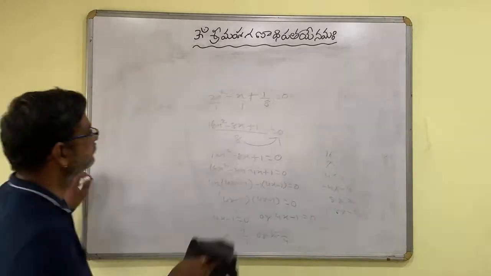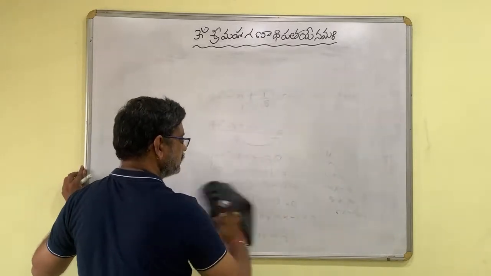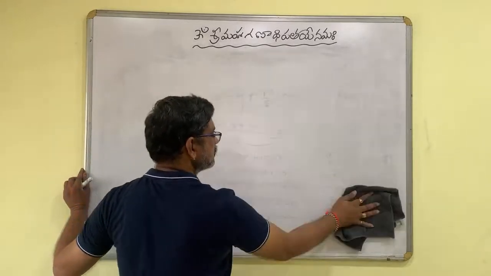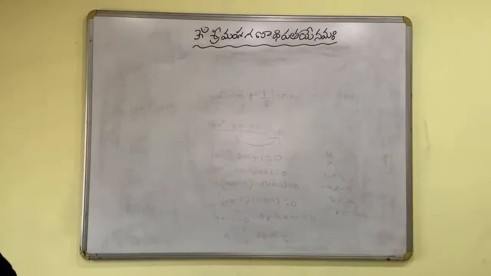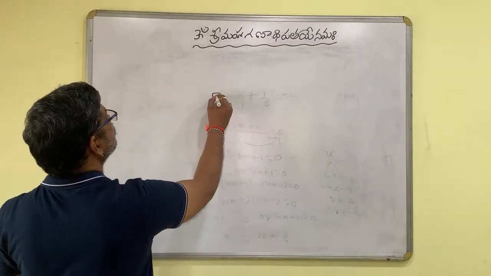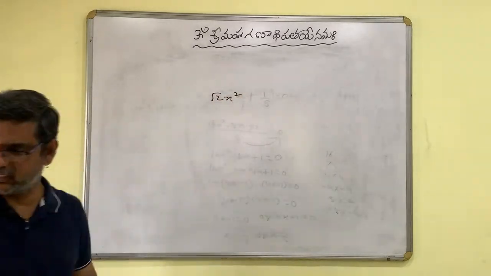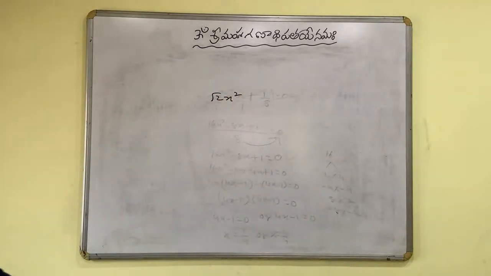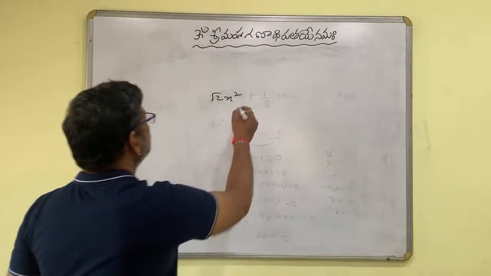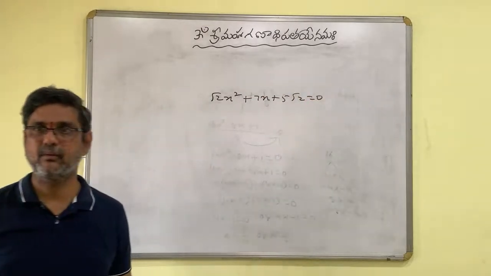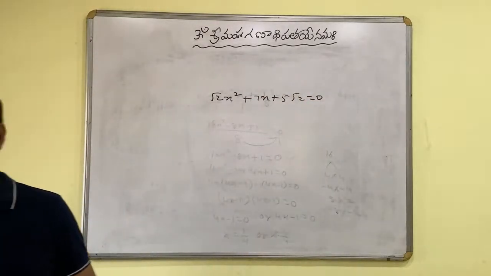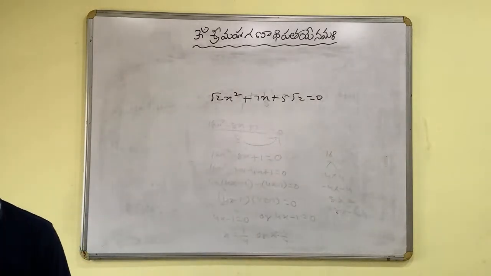Next we will see the next question. √2x² plus 7x plus 5√2 is equal to 0.